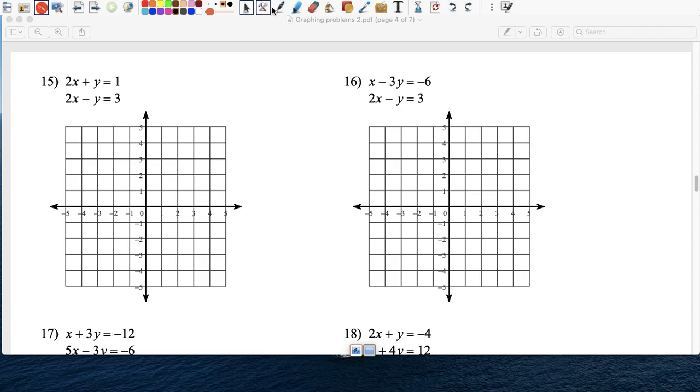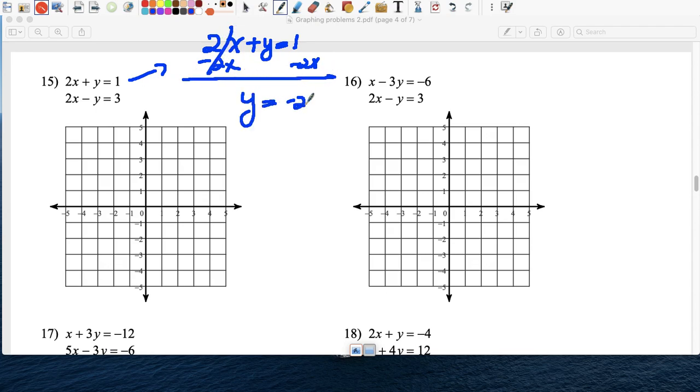All right, so let's start with the first one. So we got to rewrite this. The first one, we have 2x plus y equals 1. I'm going to do minus 2x on both sides. This goes away. I finally get y equals negative 2x plus 1. Let me write that over here.